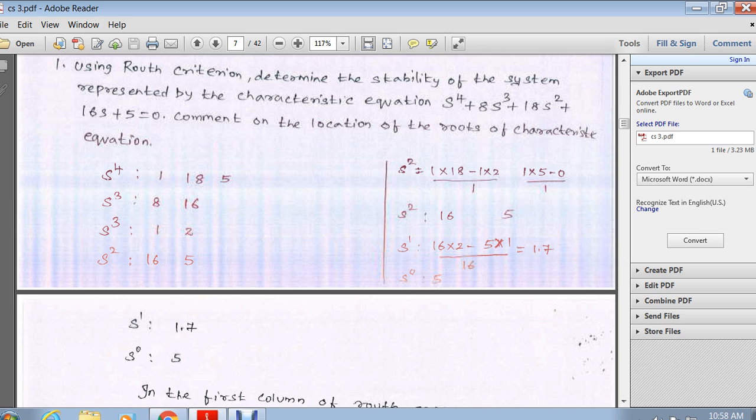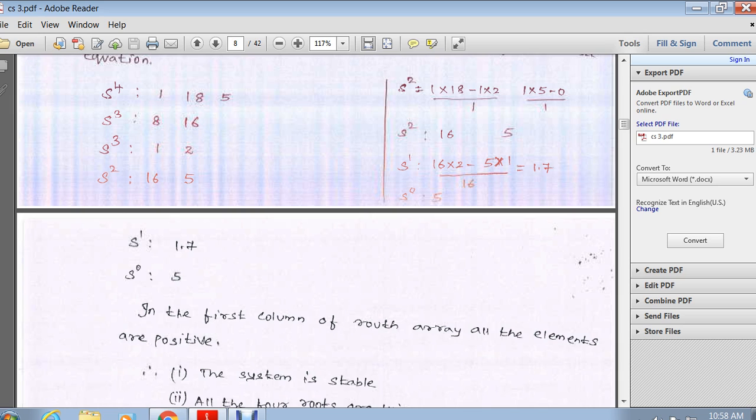Now we need to find the s square row. s square means 1 into 18 minus 2 into 1, by 1. Similarly, we are having this value as 16. Okay, now the next one, 1 into 5 minus 0 into 1, by 1. So this will be equal to 5. So the s square row will be given as 16 and 5. Similarly, for s power 1, we need cross multiplication: 16 into 2 minus 5 into 1, by 16. This will become 1.7.